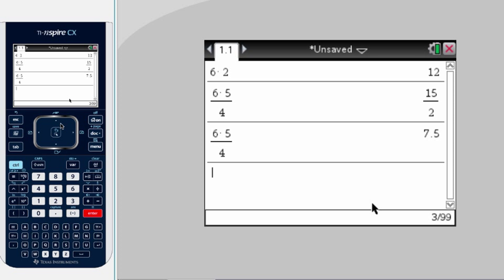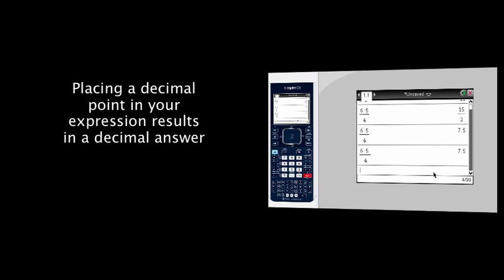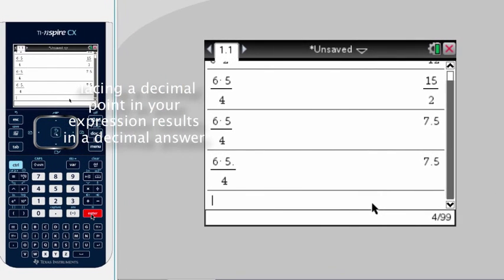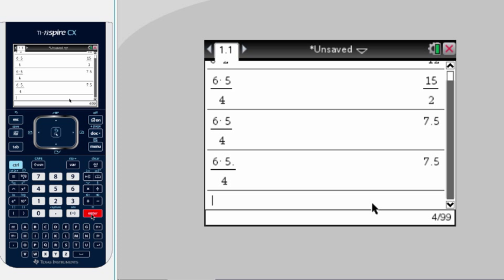Now, another way is to put a decimal point in your answer. If you do that and then hit Enter, it will also give you 7.5. There is a third way by using the menu, but I don't see how anybody would do it because it takes so much longer than just Control Enter or putting in a decimal point in one of the numbers for your answer. So let's say instead you wanted a proper fraction.